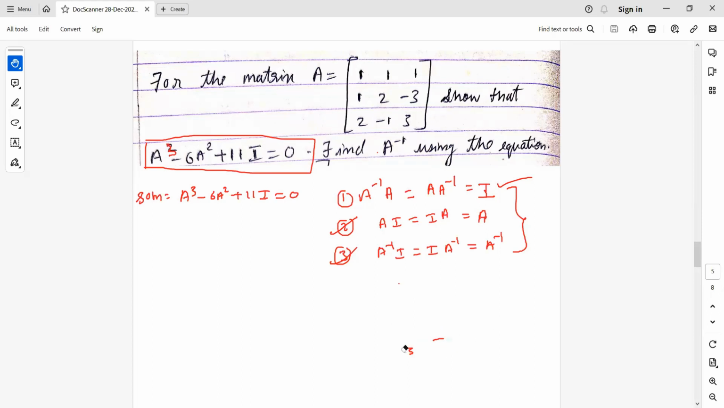Okay, so we need to remember these three formulas. These three formulas I will be using to solve the example. A into A inverse is equal to I into A, or A into I is equal to I into A inverse is equal to A inverse.